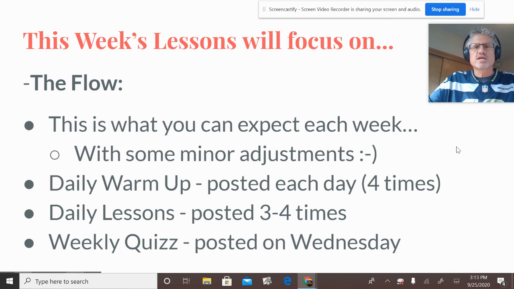This is the flow. This is what I'm teaching the kids and what you parents can expect to know about what they're doing each week, with some minor adjustments. We do a daily warm-up posted four times a week, starting next week: Mondays, Tuesdays, Thursdays, and Fridays. It's just a five-question warm-up where we review math concepts they've had in prior years, and it's a great springboard for the conversation we'll be having in class that day. Daily lessons will be posted three to four times a week. At least two of those will be Zoom meetings. After the Zoom meetings, I do lesson videos and post them in Schoology so kids who are absent for whatever reason can still get the benefit of the lesson.